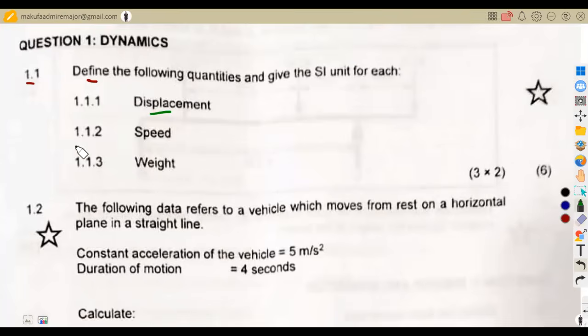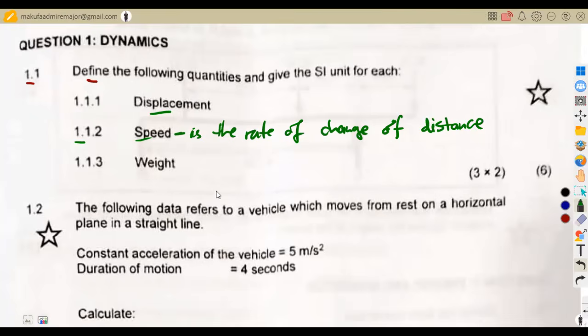So let us see the other part of our question, which is the speed. Speed is just the rate of change of distance. Speed is from distance. Velocity is from displacement. So velocity is the rate of change of the displacement, but the speed is the rate of change of distance. Measured in meters per second.